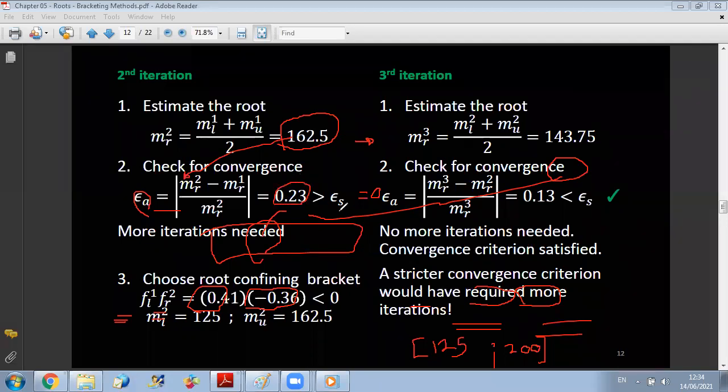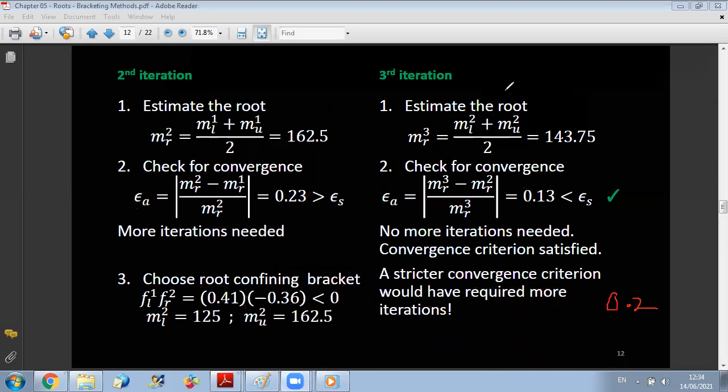So I should compare to a stopping criterion. Let's say the stopping criterion is 0.2, for example, 20%. So until now, I didn't satisfy the criterion. I should continue. Okay. Now, the next step, same procedure. I should evaluate what is the sign of f when m is equal to 162.5. When I do so, f lower is f at 125, which is positive, and f of the root is f of 162.5. If I calculate it, I get a negative result.